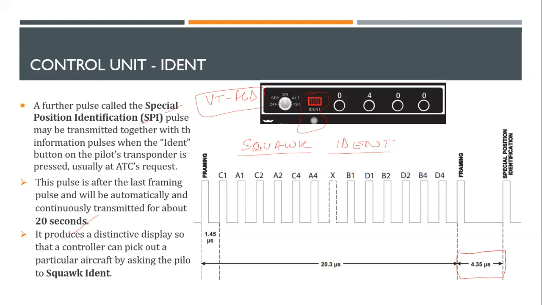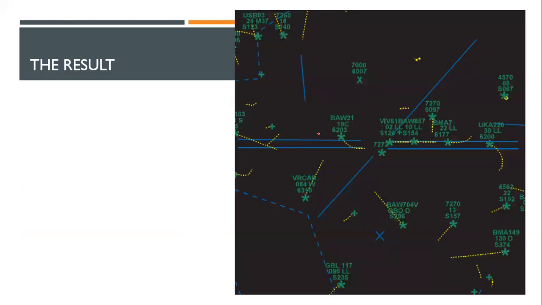Whenever ATC gives you a call, "Victor Tango Foxtrot Delta, squawk ident," that means you have to push the ident button so that the ATC may be able to see you. It looks like this. There are a lot of aircraft on the ATC panel, so if you squawk ident, you will be highlighted.